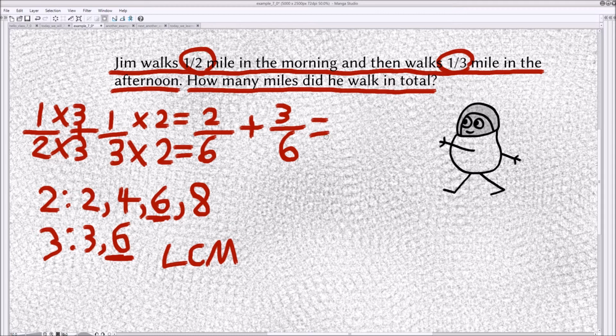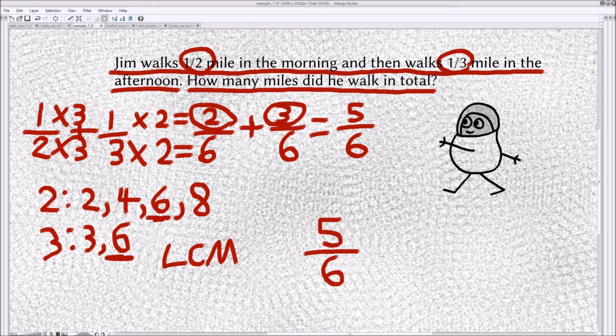Now we add them together. 2 plus 3 is 5 for our numerator. And then for our denominator, remember, we do not add these 6's together. We keep the 6 the same. We only add the top numbers of the fractions, the numerators, the 2 and the 3, and we get our 5. So the answer to this word problem is 5/6 miles. And this is how far Jim walked in total.